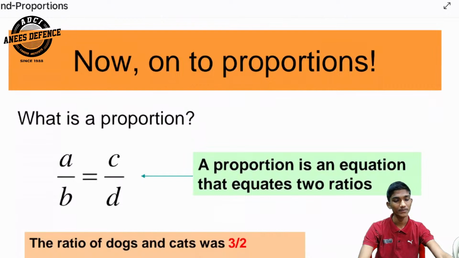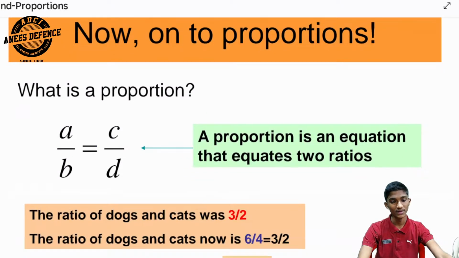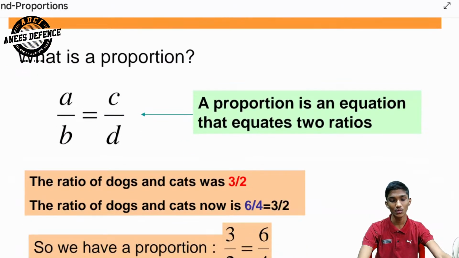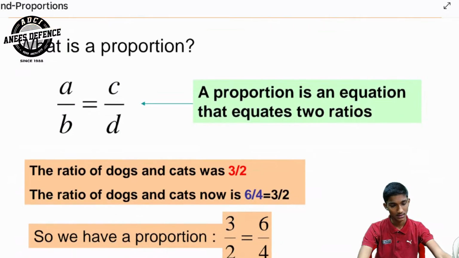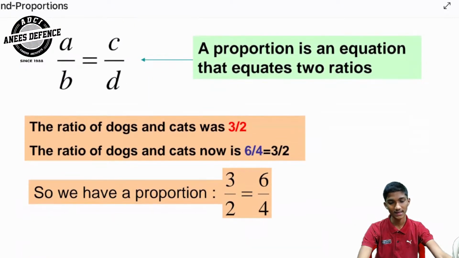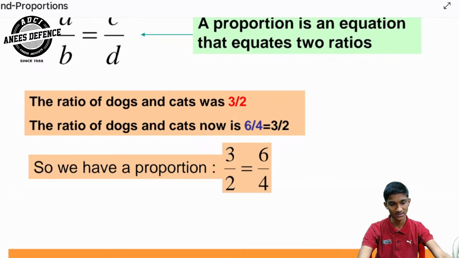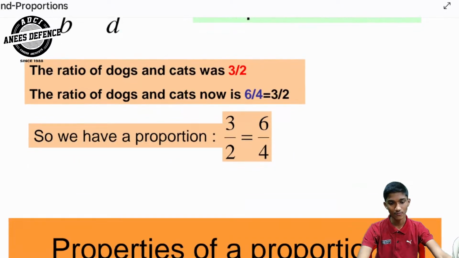Now we will see proportion. What is a proportion? A upon B is equal to C upon D. A proportion is an equation that equates two ratios. The ratio of dogs and cats was 3 upon 2. The ratio of dogs and cats now is 6 by 4, which is nothing but 3 by 2 by dividing both by 2. So we have a proportion: 3 upon 2 is equal to 6 upon 4.